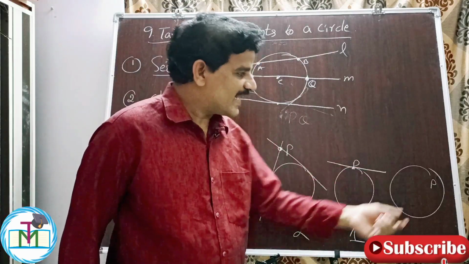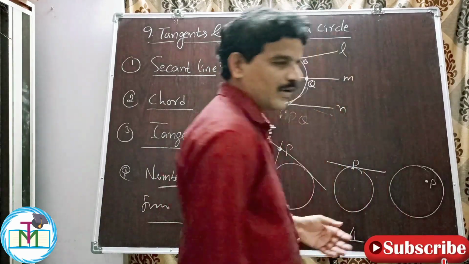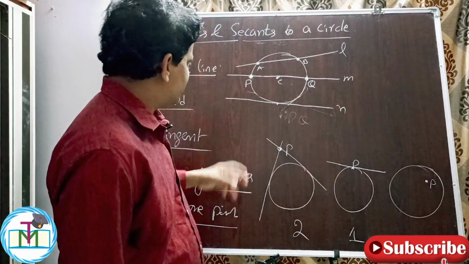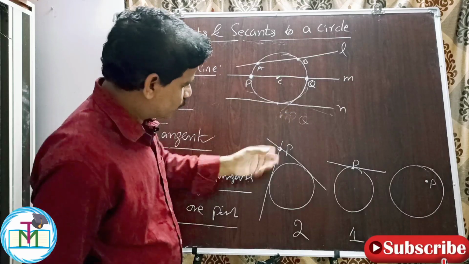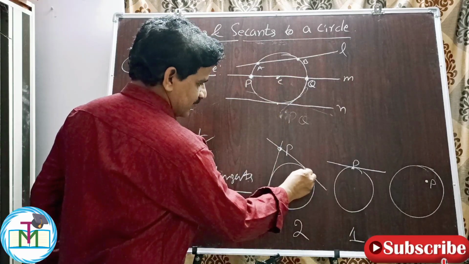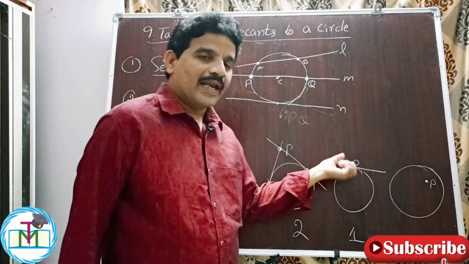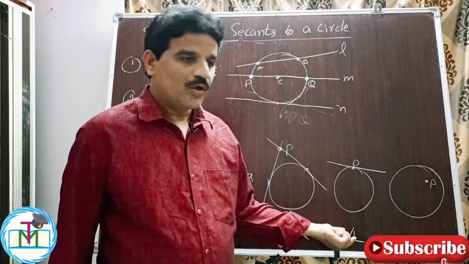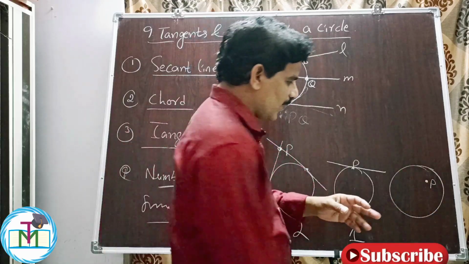Whenever the point lies inside the circle, we cannot draw any tangent, because tangent means which touches the circle. So here from this external point I can draw 2 tangents, because this tangent touches at this point, and this tangent touches at this point. Similarly, if you take a point on the circle, we can draw one and only one tangent. Whenever the point lies inside the circle, we cannot draw a tangent.